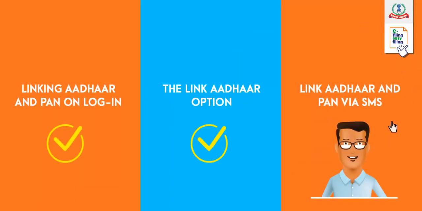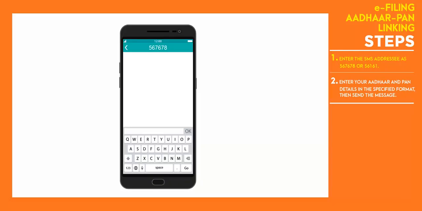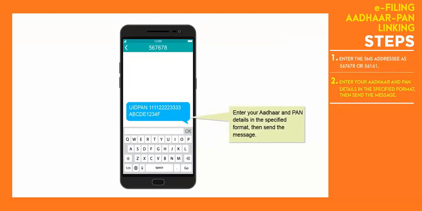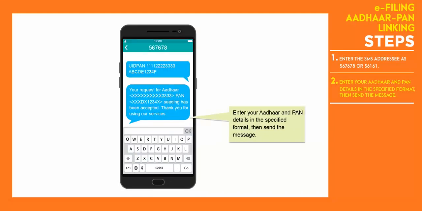You can also link your Aadhaar and PAN using SMS. Go to the SMS facility on your mobile phone and enter the SMS addressee as 567678 or 56161. There is a specific format for the SMS, which is UIDPAN space your Aadhaar number space your PAN. Enter your Aadhaar and PAN details in the specified format and send the message.